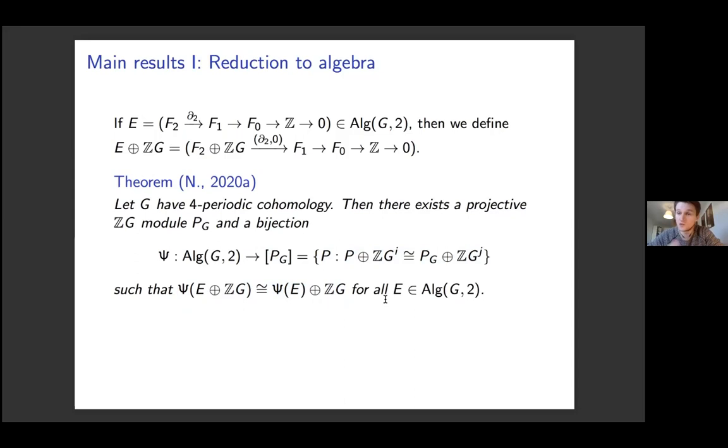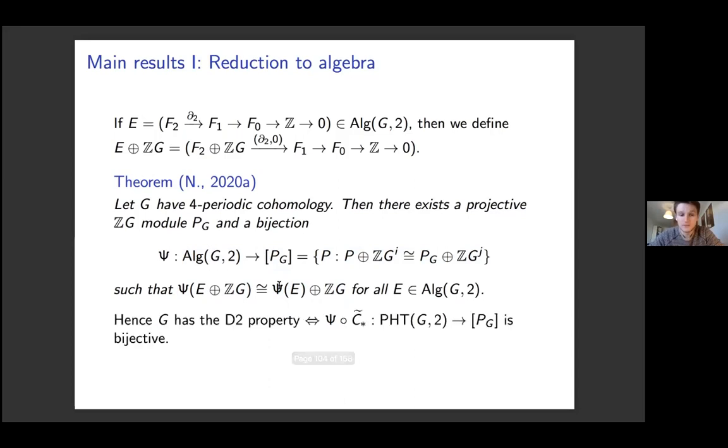This gives us a way into the problem, because it gives us a way to determine algebraic 2 complexes just by studying projective modules instead. In particular, if we compose with our cellular chain map, this tells us that G has the D2 property if and only if the map from polarized 2 complexes to PG is bijective. So if we can take a group G and figure out everything about its projective modules, maybe we could approach this question about whether or not G has the D2 property.